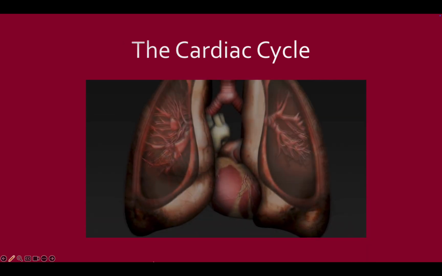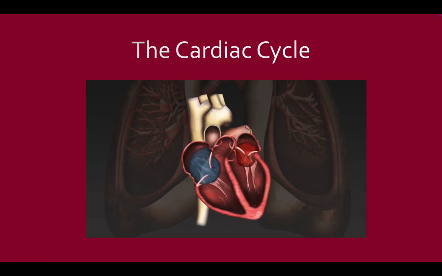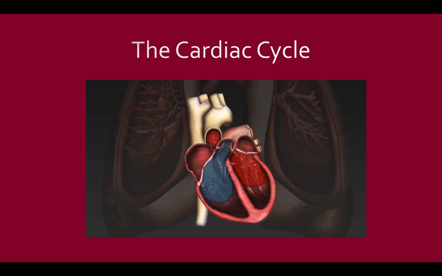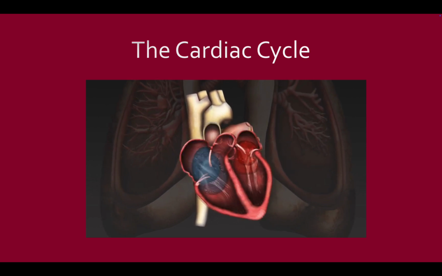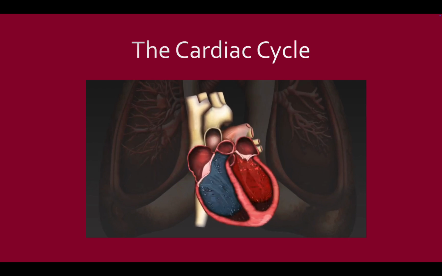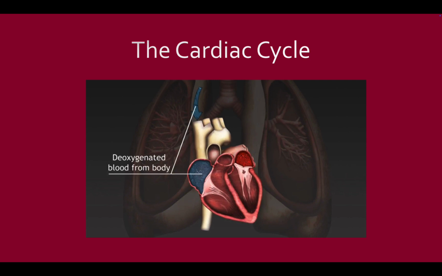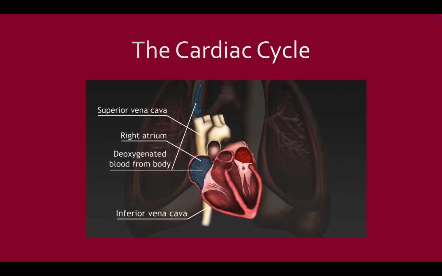This animation illustrates a single cardiac cycle, starting with the right side of the heart. In reality, of course, the two sides of the heart work together at the same time, but it is easier to understand if we look at them separately, because each side of the heart has a different function. The cardiac cycle begins as deoxygenated blood flows from the body into the right atrium via the superior vena cava and inferior vena cava.